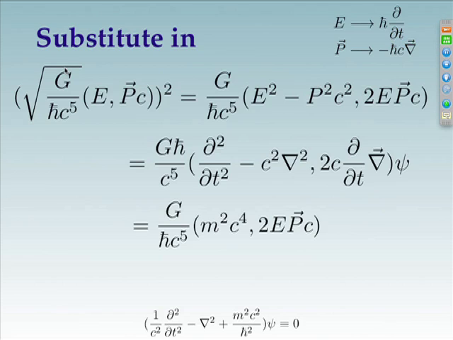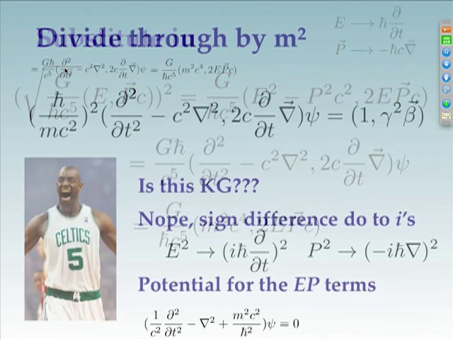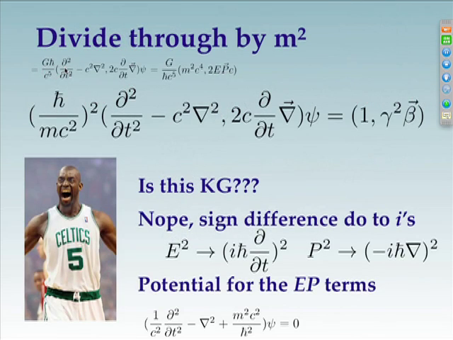Okay, so now we substitute this all in, and we go through this kind of process, and we say, okay, so I get two time derivatives, I get two space derivatives, and I get a time and space derivative. That's the energy momentum thing, and so that's just kind of rewriting things. And now I divide through by m squared, and so this is my completely dimensionless expression.